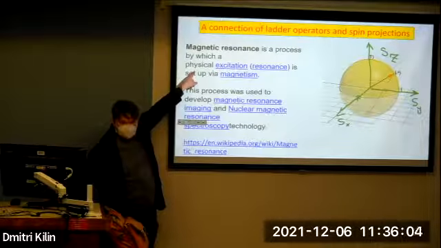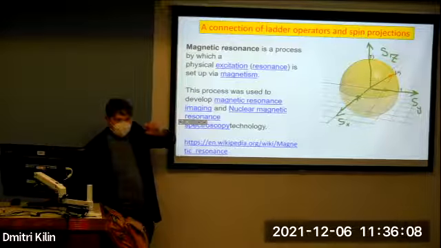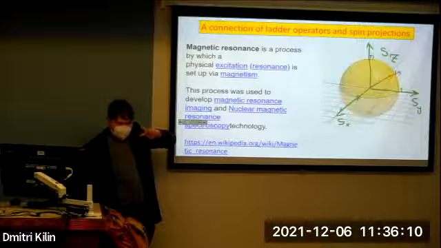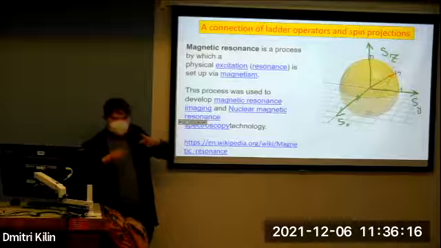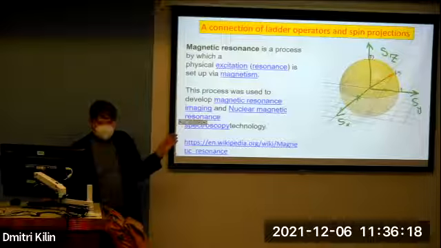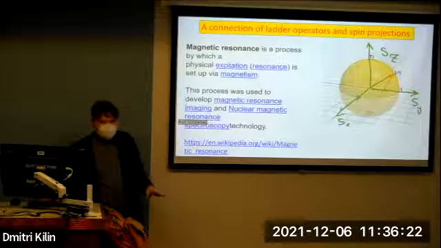So resonance, magnetic resonance, is when one sends a quantum of electromagnetic radiation matching the energy offset between the spin up and spin down states. But this energy belongs to radio frequency. It's not like UV, visible, or infrared. It's much lower.